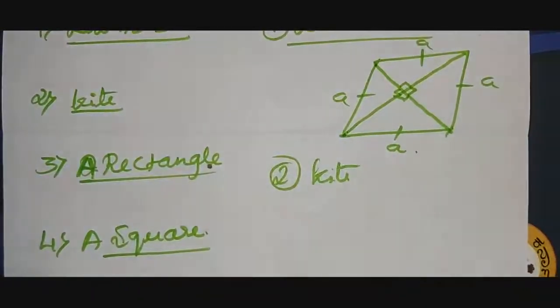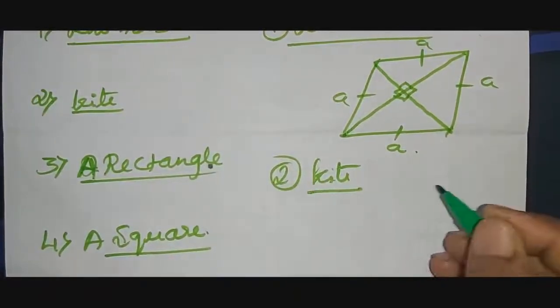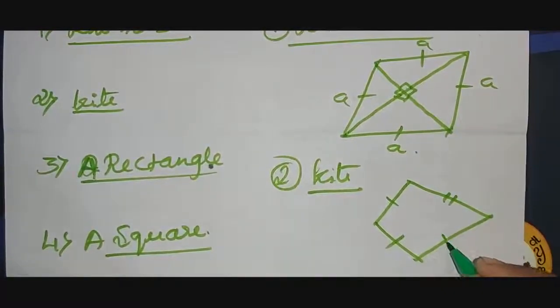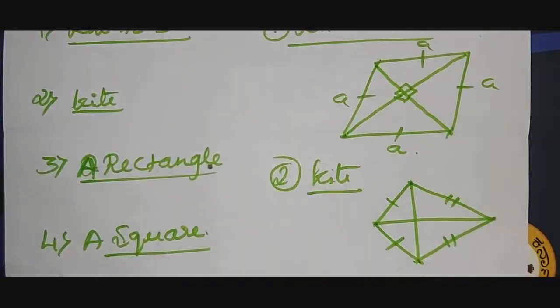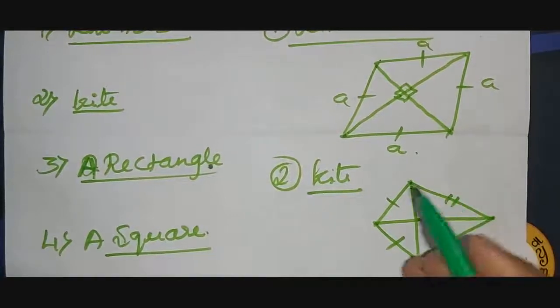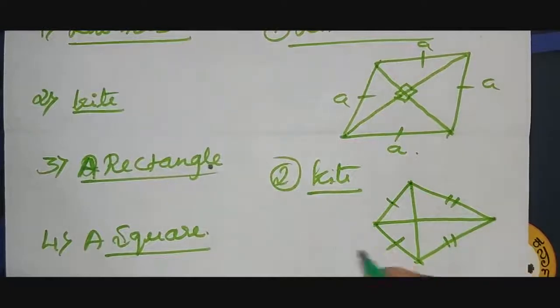Now let us discuss about kite. I will draw a figure here. Listen here. A kite is a quadrilateral with exactly two pairs of equal consecutive sides, right? This side and this side, and this is also a pair of consecutive equal sides.